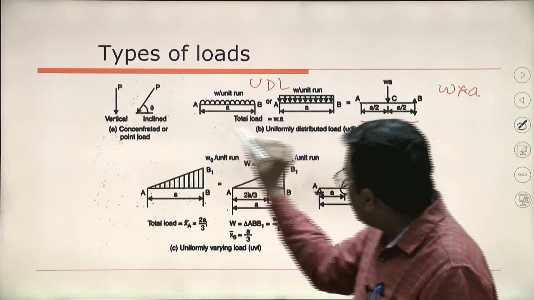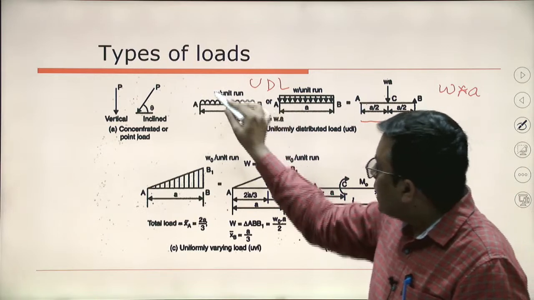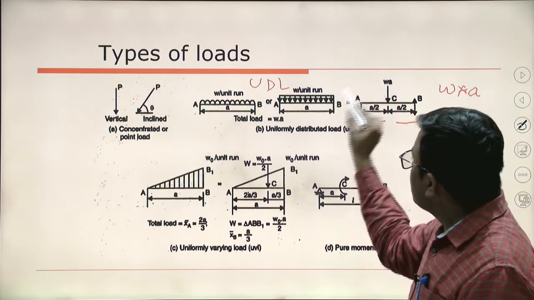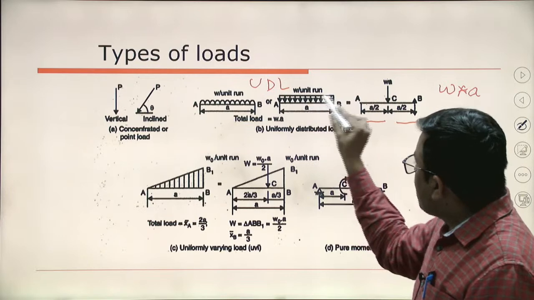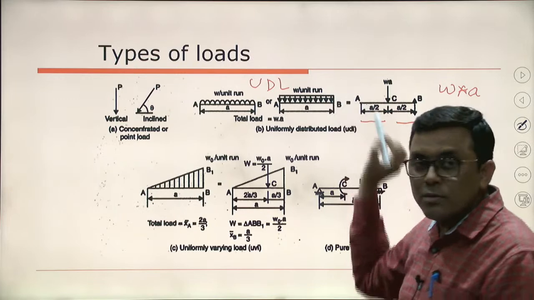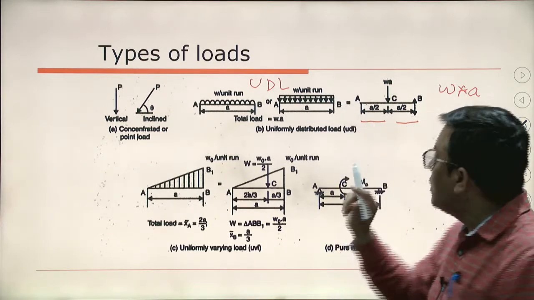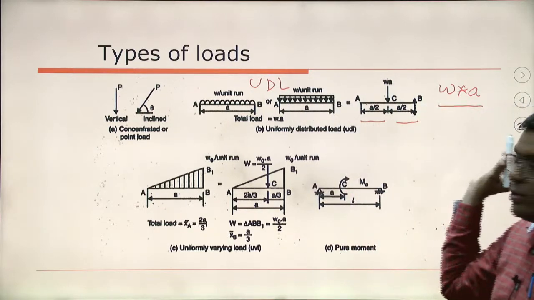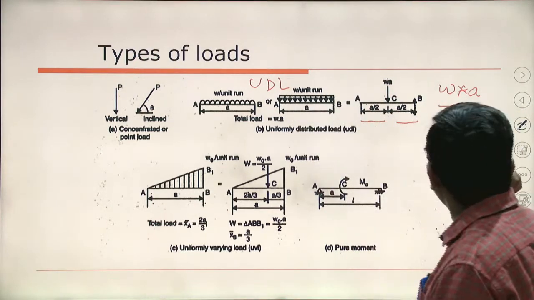It will be represented in two manners. One, just like a spiral, the intensity of load is given as W per unit run. W per unit run, here also it is given. Okay, W per unit run, and a length over which it is spread. For analyzing purposes, for tackling this particular uniformly distributed load, it has to be converted into a single point load. So if I am converting this into a single point load, then I will go with W into A.